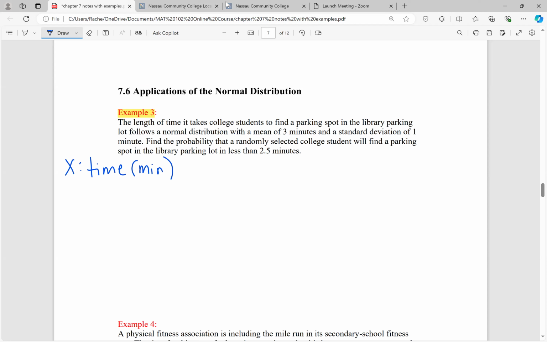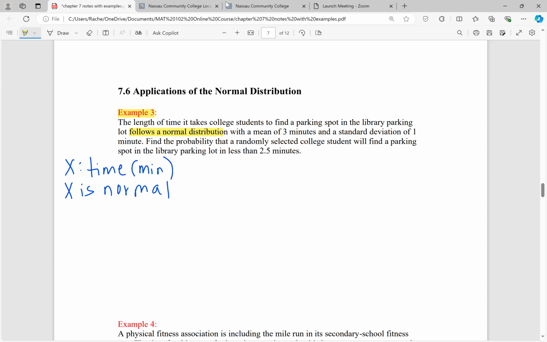Now, we weren't given a data set of all the different times for every single student in this population that it takes to find a parking spot. However, we were given important pieces of information. The first one being that time follows a normal distribution. So X is normal, or time is normal. So we're working with a normal random variable. So right away, you should be thinking bell-shaped curve, right? And we'll draw it in a second.